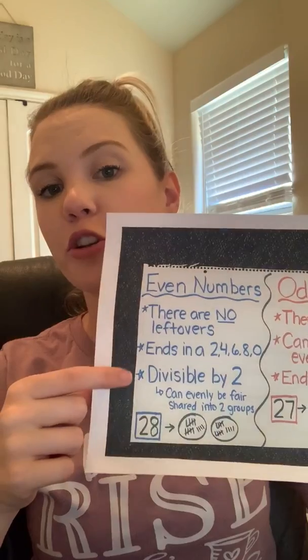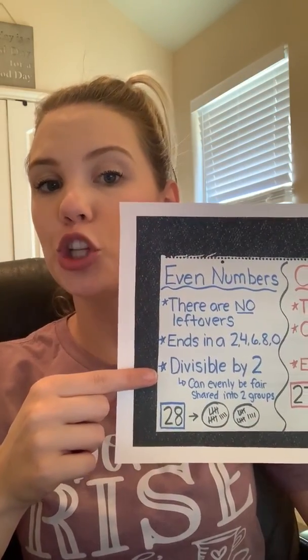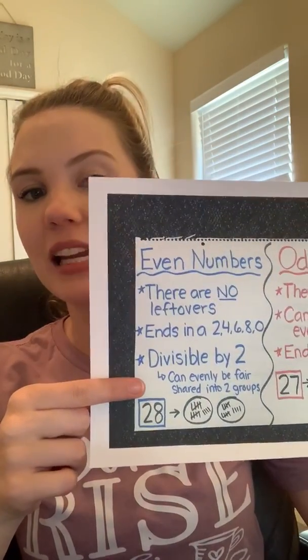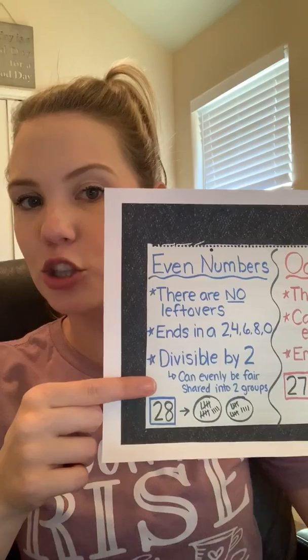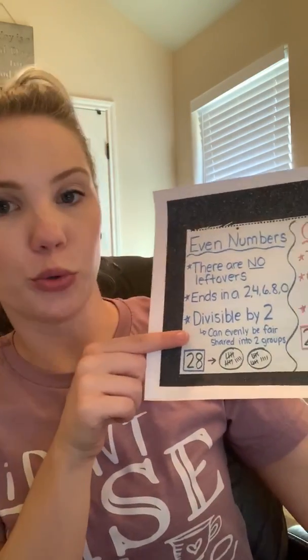And here's the new third grade thing. Even numbers are divisible by 2. And that sounds really fancy, but all that means is that it can be evenly divided by 2. It can evenly be shared between two things or two groups.